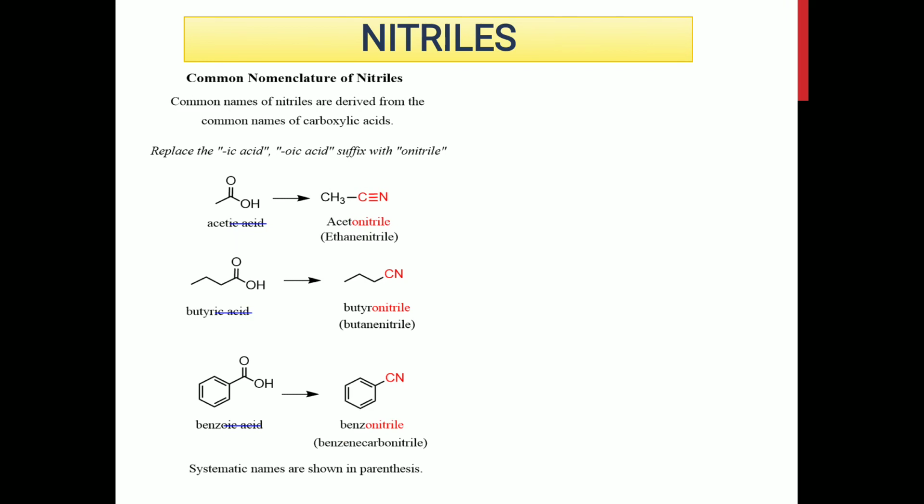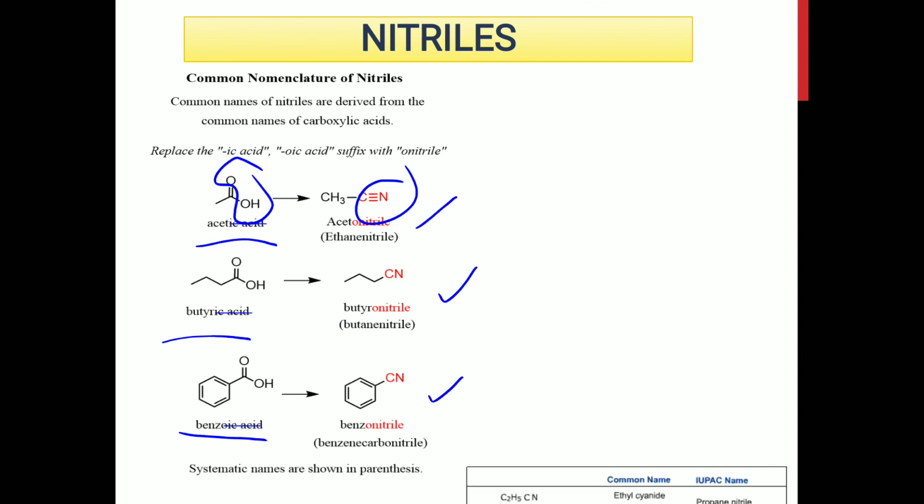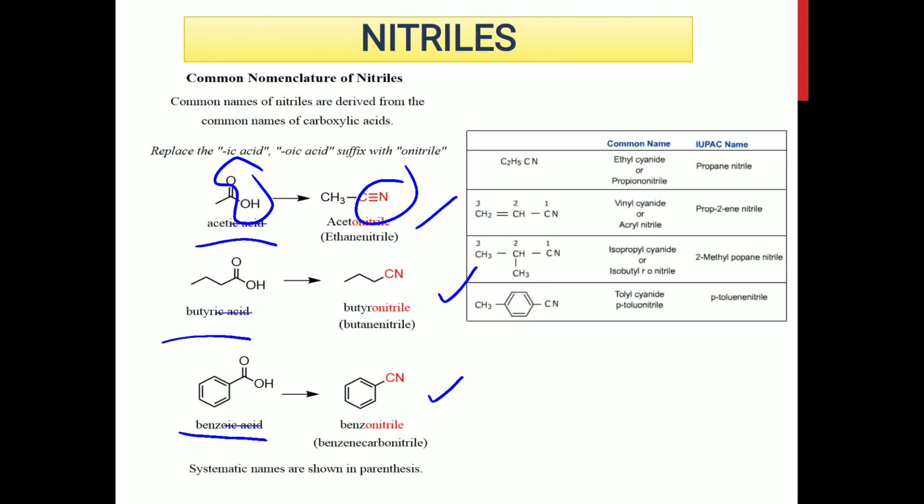And then let us have the last one, that is nitriles. Here nitriles are also very simple. Just replace the COOH by C triple bond N. So acetic acid becomes acetonitrile, butyric acid becomes butyronitrile or butanenitrile, and benzoic acid becomes benzonitrile. Okay, so let us have some examples.